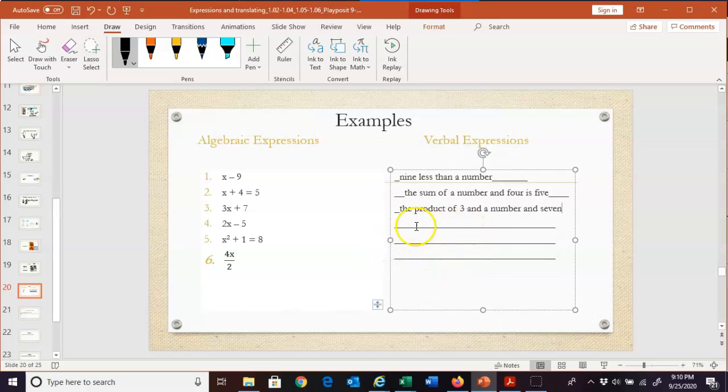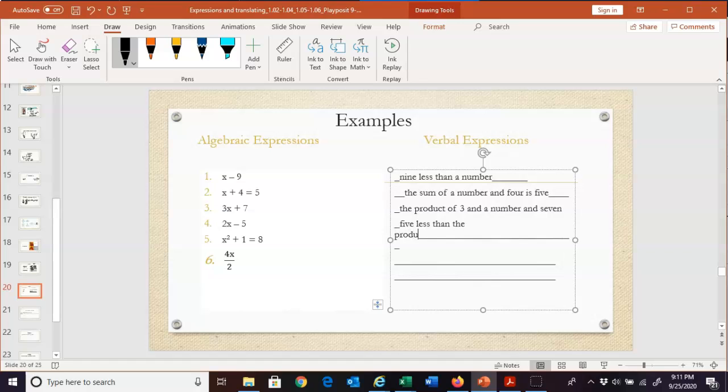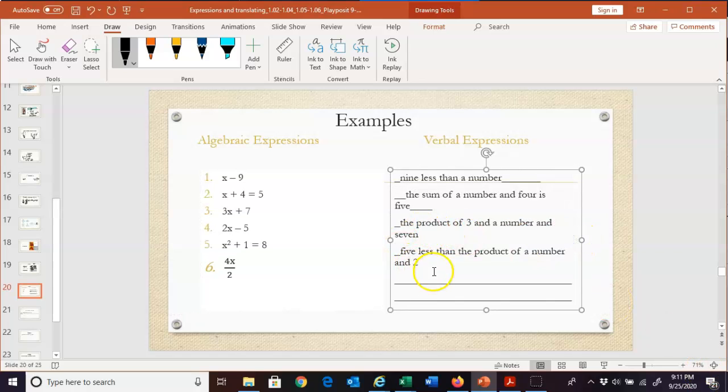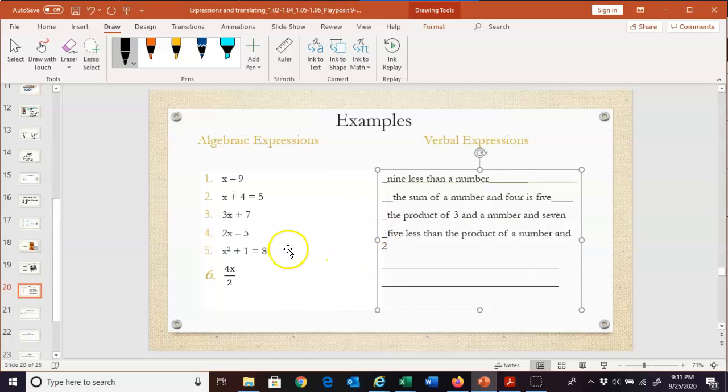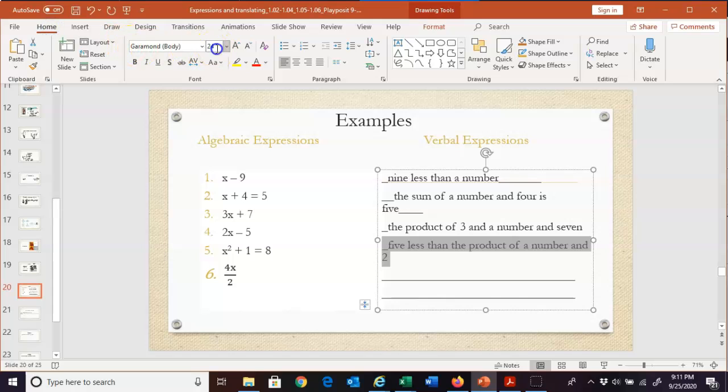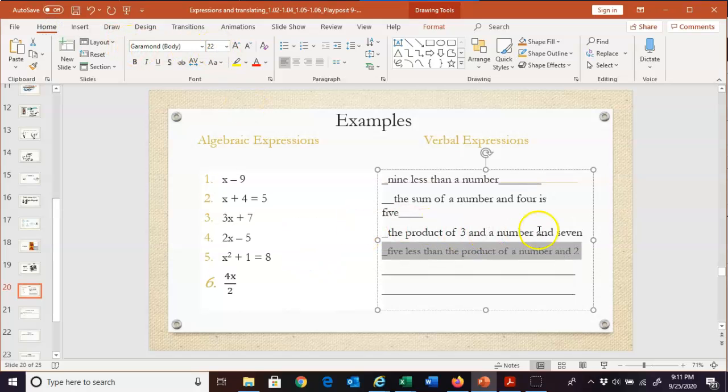All right, number 5. Nope, number 4. Ooh, let's do it this way. Let's do 5 less than the product of a number and 2. So it's kind of like a puzzle, and we're working in reverse here. So we did 5 less than. That gives us the minus 5 off the back of the number, a number and 2. Here we go.